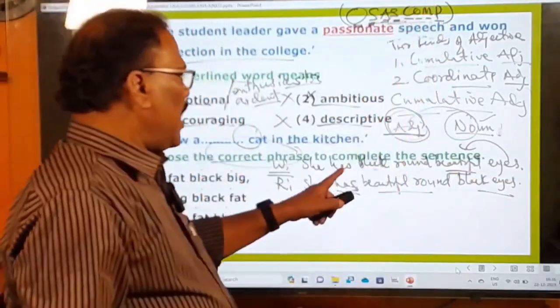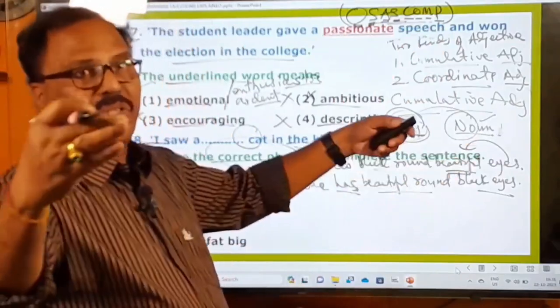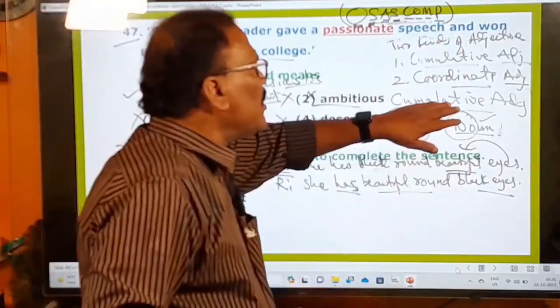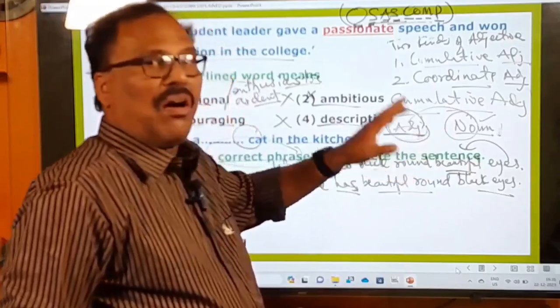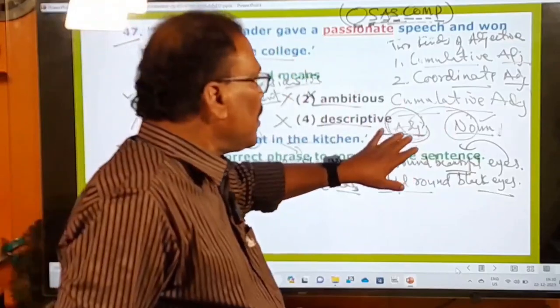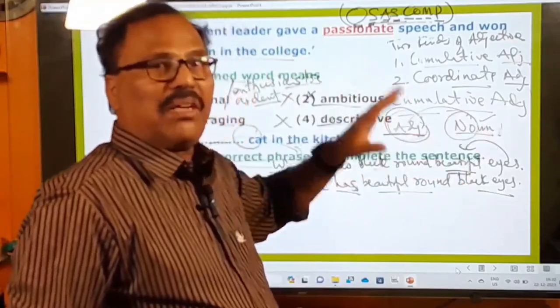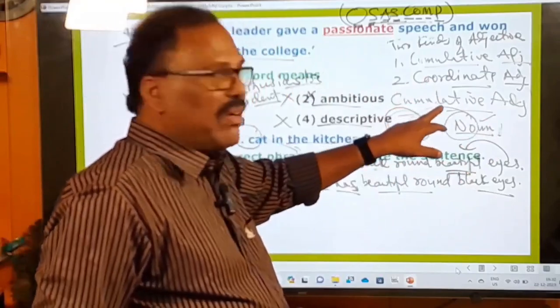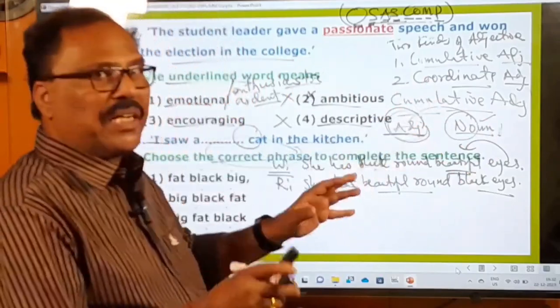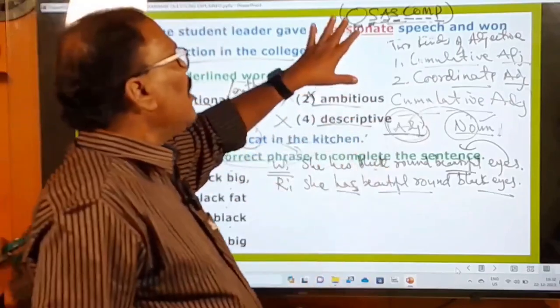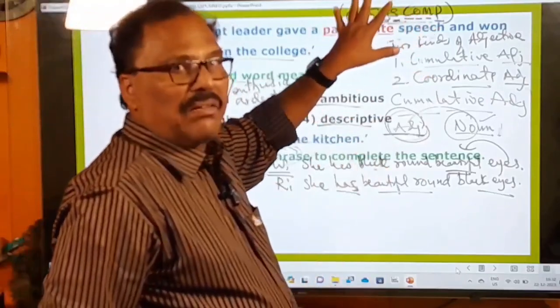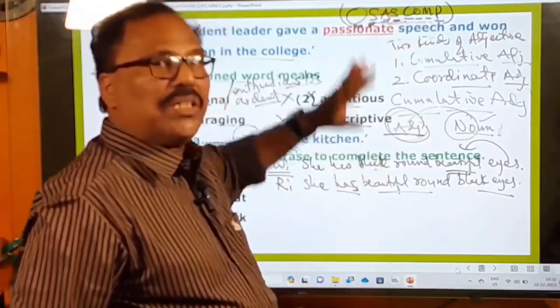But not she has black, round, beautiful, as you please. No, you cannot say that, because they are cumulative adjectives. When all the adjectives describing a noun are not equally important, then they are called cumulative adjectives, and they must be written in a specific order. What is that order? OSASCOMP is the specific order. According to that only you have to write.